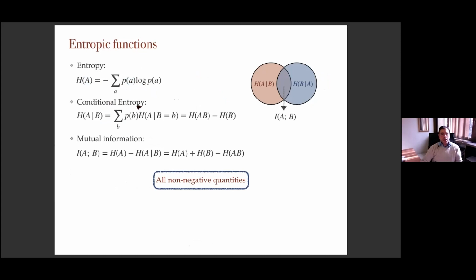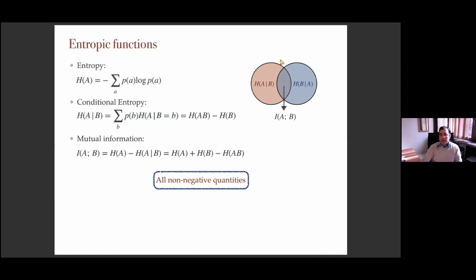And then the conditional entropy of A given B. So here I'm assuming we have a joint distribution, P of AB. And then the entropy of A given B is just the average entropy of A when I fix a value of B.